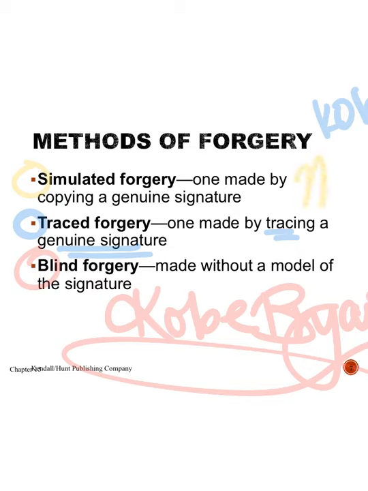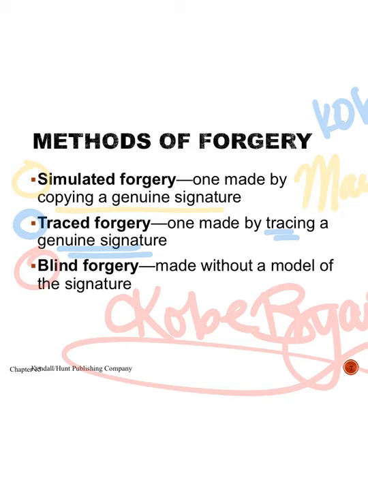I can probably copy my mom's name because I know certain characteristics, like her A is pretty curly right there, and then her Baker, the B extends down. Okay, so you can make it look pretty similar. Okay, so with that simulated forgery, that is one where we can copy a genuine signature. I've seen it before. I'm not necessarily tracing it, but I can look at it and try to copy it.